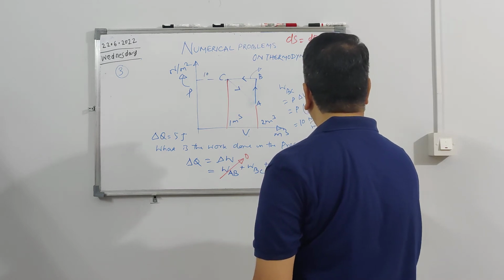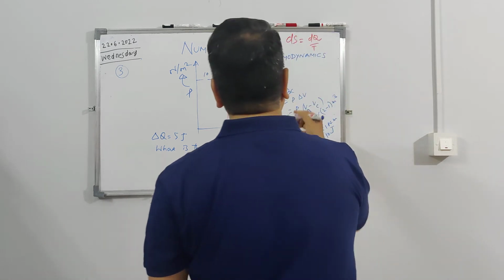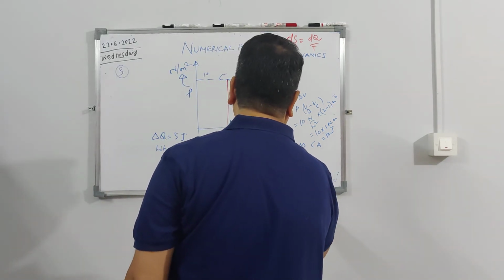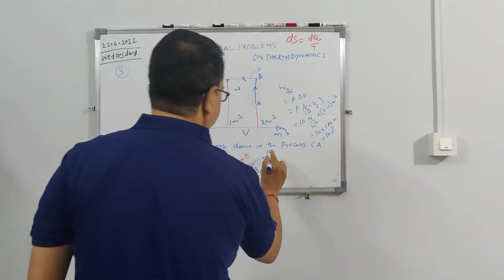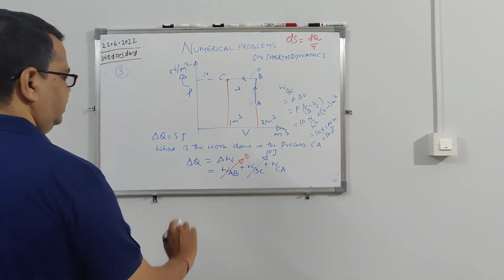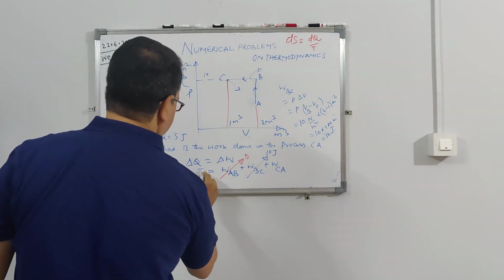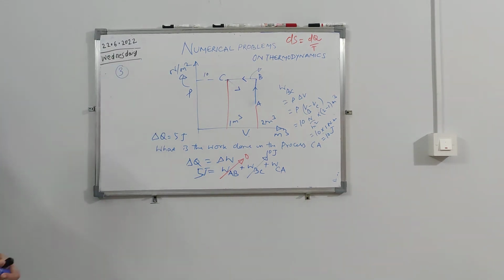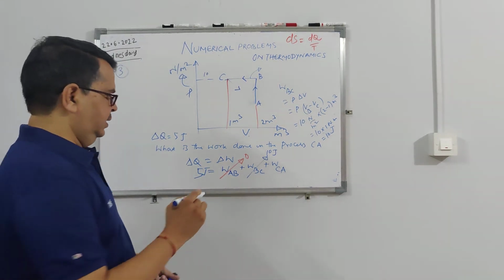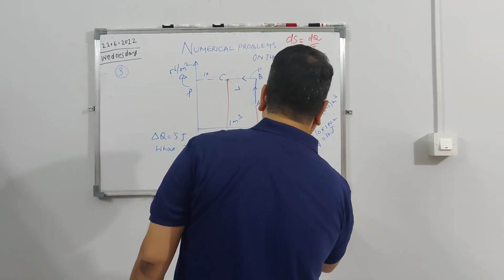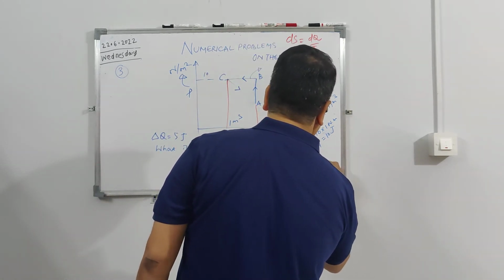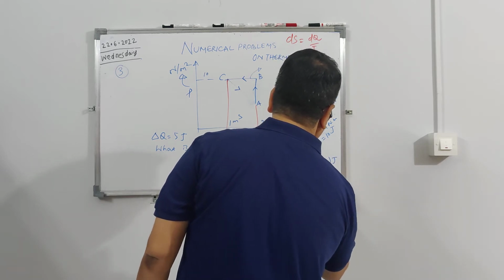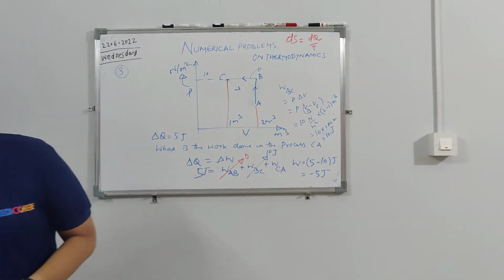So this is actually your 10 joule. In WBC, this is 10 and this is 10 joule, right? And the LHS is 5 joule. Now the question is, what is the work done in the process CA? So this work done will be 5 minus 10, which is minus 5 joule. So this is the answer.